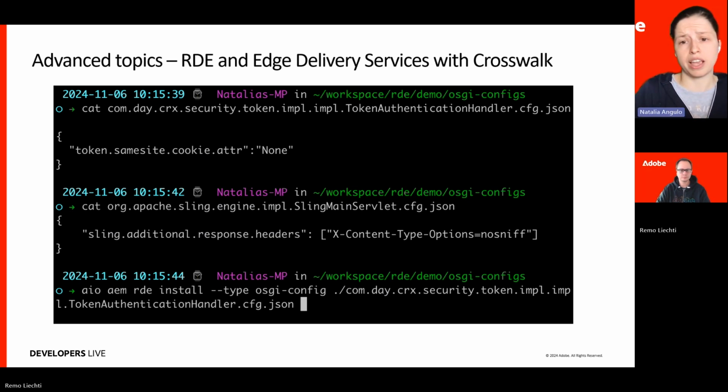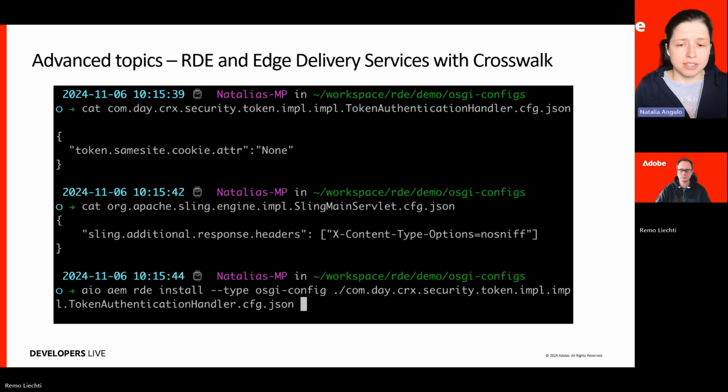Is the token authentication handler and also the Slim Mail servlet configuration change. But with RDEs, it's as simple as running an AIO aem-live install with the OSGi config type and then point to the configuration. This is just an example. And then it gets deployed within seconds. So actually, it's super quick, and then you don't even need to run the pipeline, even accelerating more the development with Crosswalk.